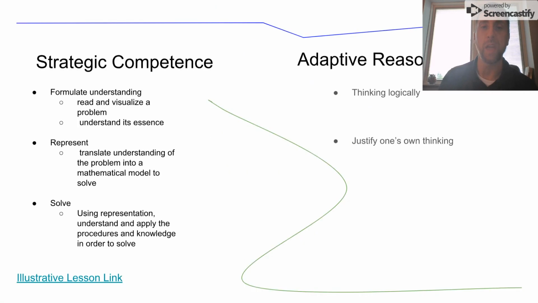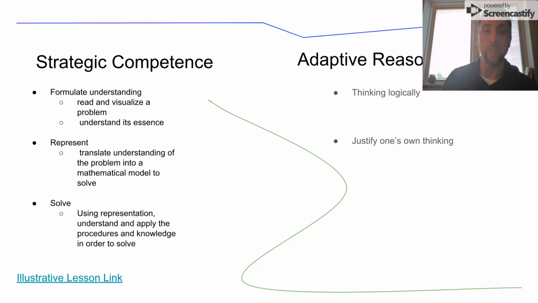Jump ahead a little bit, but the strategic competence and adaptive reasoning, strategic competence is where you have kids formulating an understanding of a problem first. They can read it, in other words, they can see whatever it is, and they can essentially understand what they need to do. That's the first step in strategic competence. The second is they can now take that and they can represent it in some way. Perhaps they need to translate it into a drawing or to a word problem or to a formula itself. And then from that, they are able to then solve that particular area.